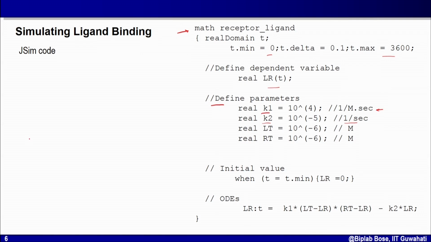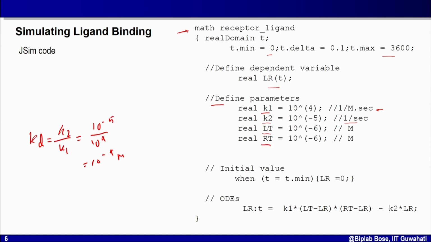So if you look into it, the KD in this particular ligand receptor case is nothing but K2 by K1. It is nothing but 10 to the power minus 5 by 10 to the power 4. So this is 10 to the power minus 9 molar. So a nanomolar affinity for ligand and receptor I have considered. I have considered micromolar concentration for ligand and receptor both. So LT is the total amount of ligand. Remember, we are assuming the total amount of ligand remains constant. So that's why LT, ligand total, is equal to 10 to the power minus 6. In annotation I have written down that it is molar unit. So it is actually micromolar, 10 to the power minus 6.